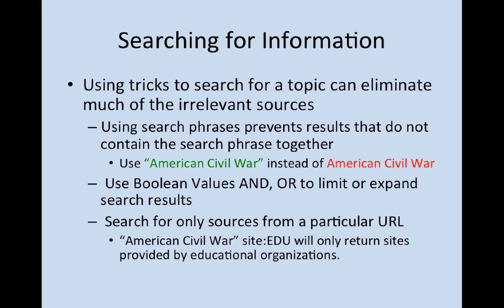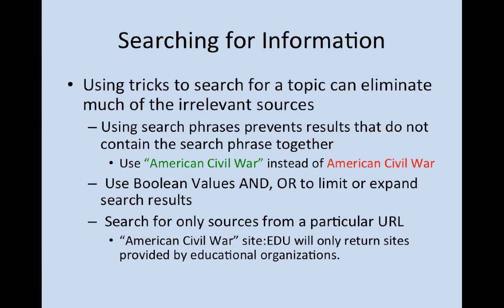There are methods to use during internet research that can eliminate much of the irrelevant sources. Using search phrases prevents results that do not contain the search phrase together. The phrase must be enclosed in quotation marks to instruct Google to list only websites that contain the entire phrase. Using Boolean values "and" or "or" can limit or expand search results. "And" allows two separate search phrases to be connected, and Google will only list websites that contain both search phrases. "Or" is a great way to expand the search by searching for two separate phrases at the same time. Websites containing either phrase will be listed as well as sites containing both phrases.